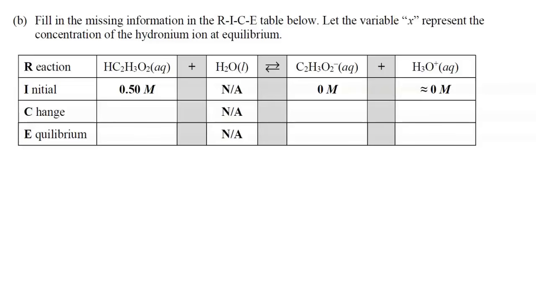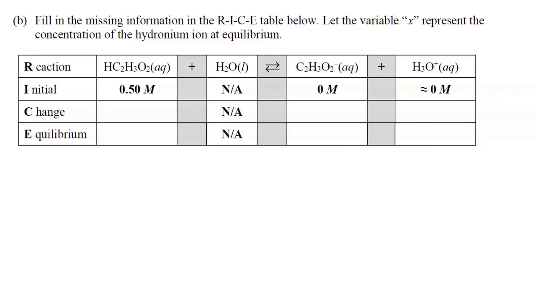We know that the concentration of acetic acid is 0.50 molar. However, since acetic acid is not a strong acid, it is not 100% ionized in solution. So the concentration of the hydronium ion is not 0.50 molar. It's going to be some number that we don't know, but it's a relatively small amount since only part of the acetic acid will be ionized in aqueous solution. So for the reaction row of the rice table, we're talking about what happens when a weak acid reacts with water. This is the ionization of the weak acid.